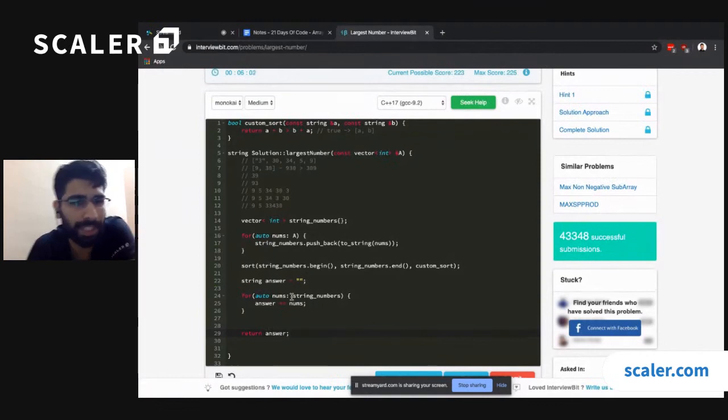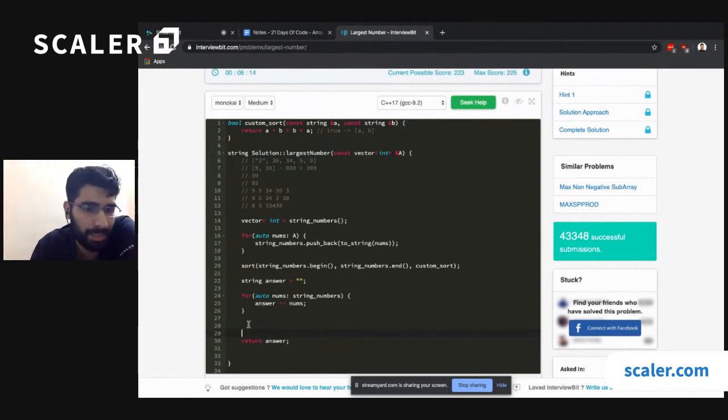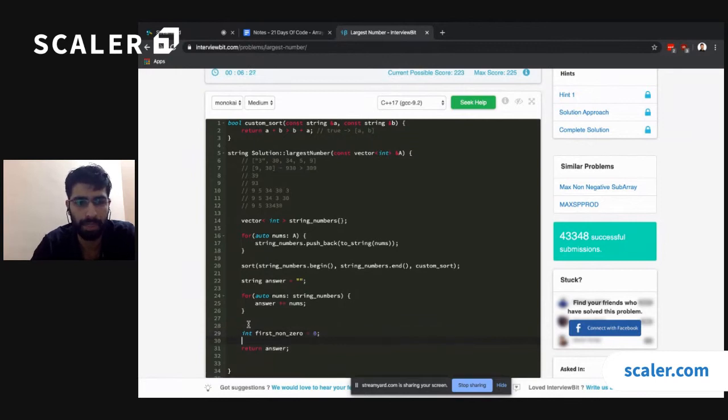But what happens whenever we convert a number to a string is that it might have leading zeros. So normally we should avoid leading zeros. So we need to check if this particular number would have had leading zeros. I have encountered this particular edge case in this kind of question. So let me say int first non-zero is equal to zero. Then I will run a loop while first non-zero is less than n. What will be n here? N will be answer dot size. I have to iterate over each digit of the answer and find the first non-zero digit.